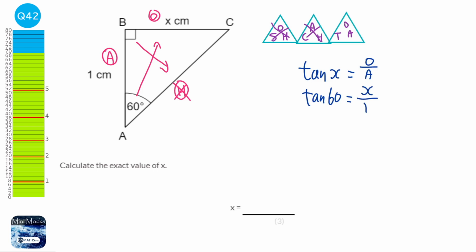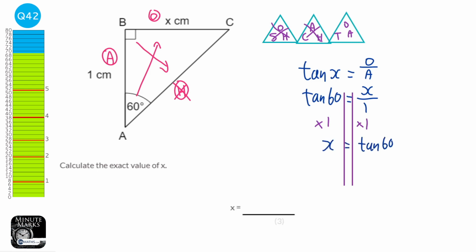And so now here we're looking for the exact value of x. So if I times both sides here, let's just get our solving lines in here, and times both sides by 1, or just get rid of the fraction, we end up with x equals tan 60. Now you need to know off by heart what tan 60 is, and we can work it out just briefly by drawing a right angle triangle. Sorry, not a right angle triangle, an equilateral triangle.